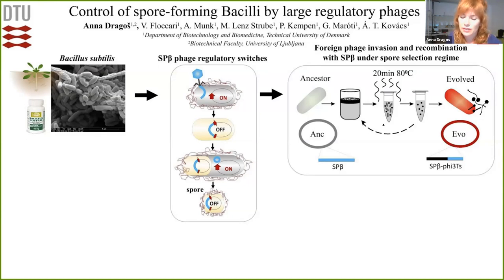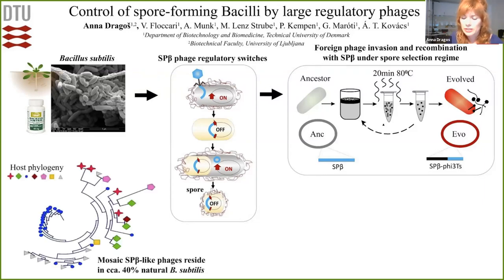And we accidentally discovered that a prolonged sporulation selection regime imposed on SP beta lysogen promotes recombination between the SP beta prophage and a foreign, closely related phage called phi3T. Genomic analysis of natural Bacillus subtilis isolates revealed that similar recombination within the group of SP beta-like phages very likely takes place in nature. And these phages reside in roughly 40% of all Bacillus subtilis strains, and they are extremely mosaic.